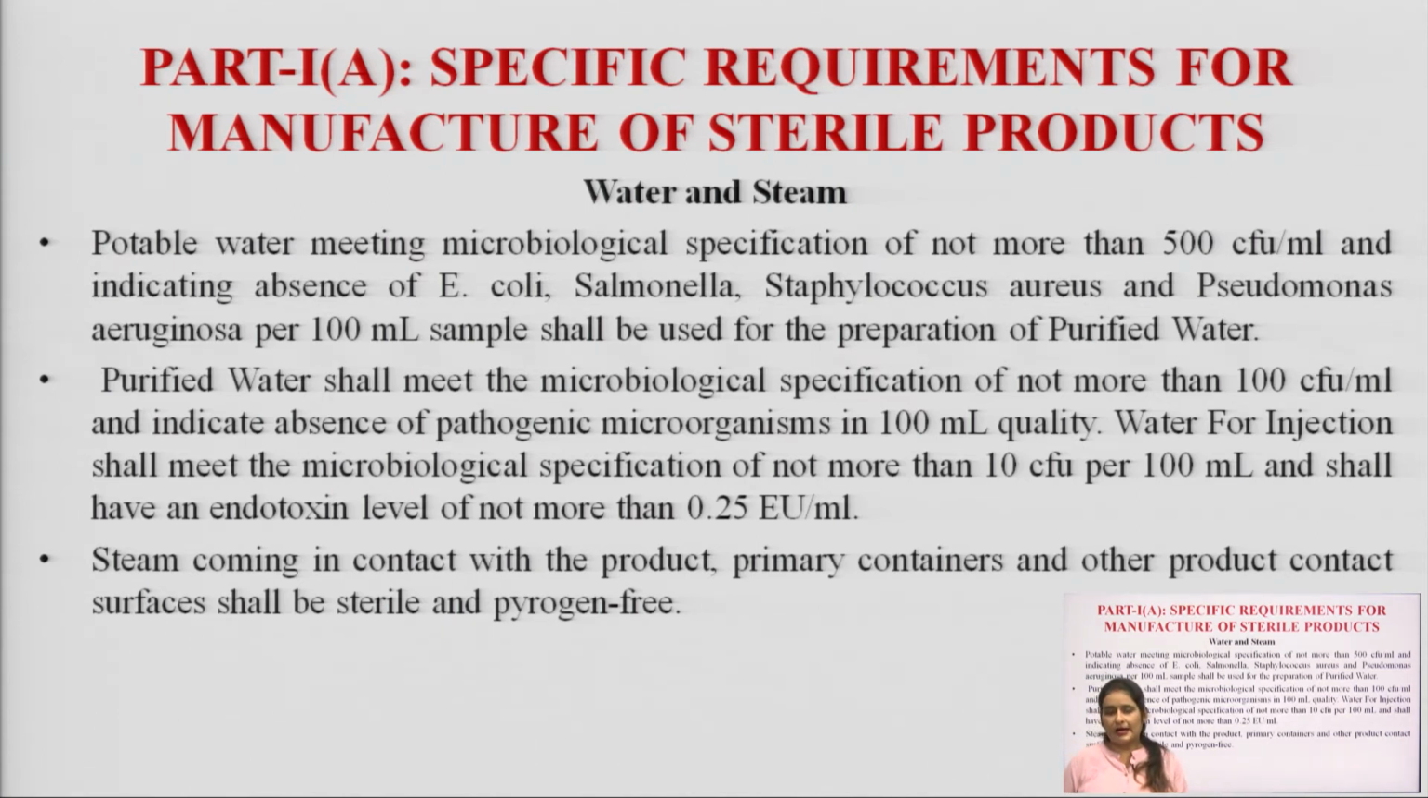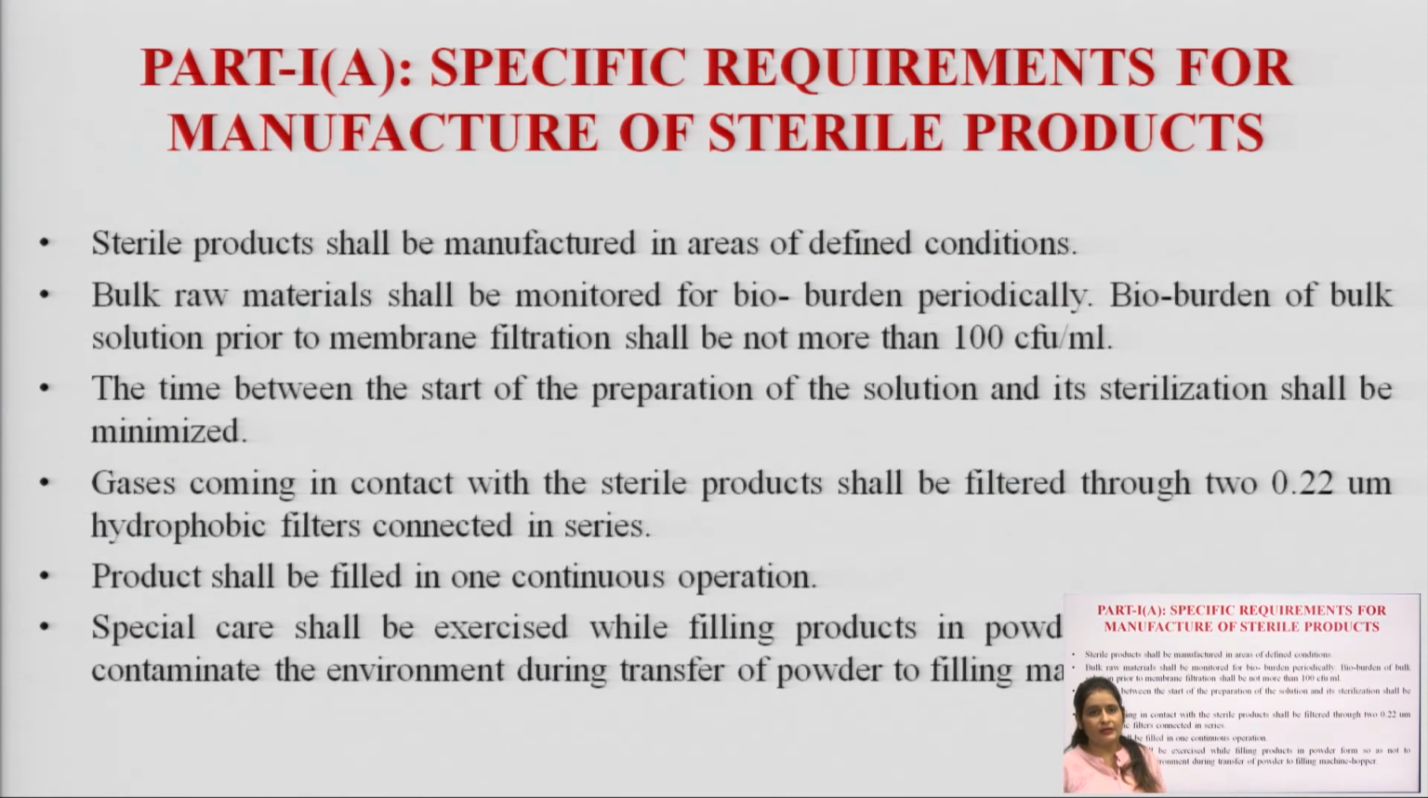Steam coming in contact with the product, primary container and other product contact surfaces shall be sterile and shall be free from pyrogen. The pyrogen test must be conducted to make the product free from microorganism, to make the steam free from microorganism and sterile. Whatever the instrument, whatever the different requirement is there in sterile product, they must be free from microorganism and must be sterile. Sterile product shall be manufactured in an area of defined condition, as we are discussing in this lecture.